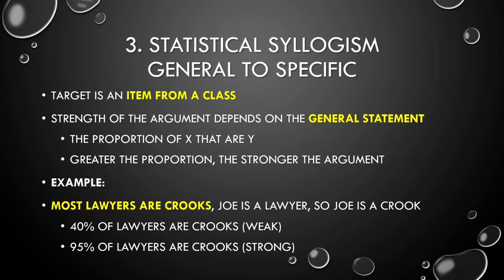Now, if we started with a universal premise, something that we'd find in a deductive argument, a claim like all lawyers are crooks, then the argument would actually be a valid deductive argument. Again, that's redundant, but you know what I mean. If that premise were true, that all lawyers are crooks, then the conclusion would have to be true and would follow necessarily. So I think you can see the difference between the two types of arguments.